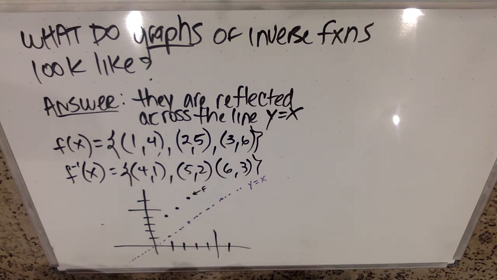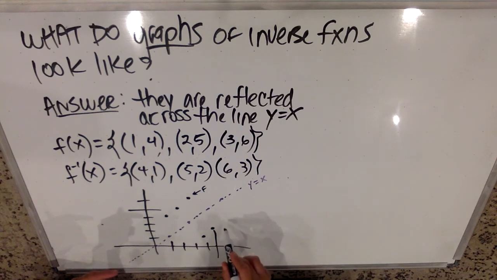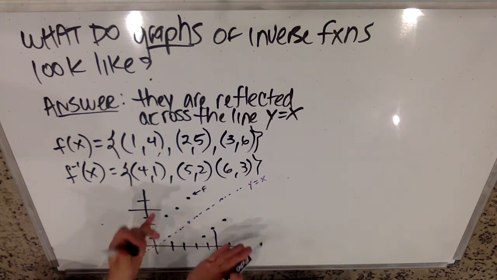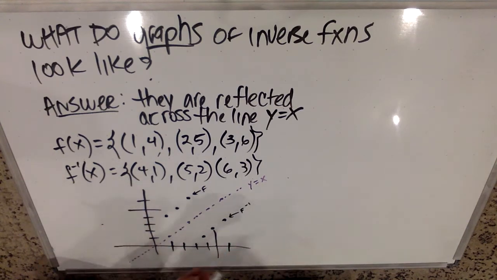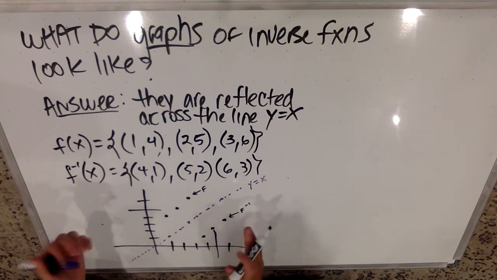If I plot the other ones, (4, 1), (5, 2), and (6, 3), what I want you to notice is it's like I folded the paper. These three are f inverse. It's like when you were a little kid in kindergarten and you made butterflies.